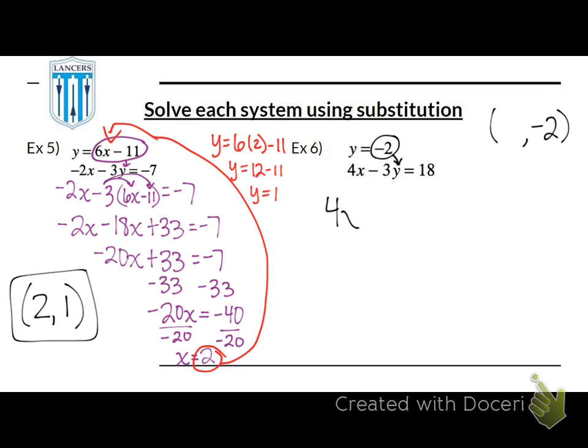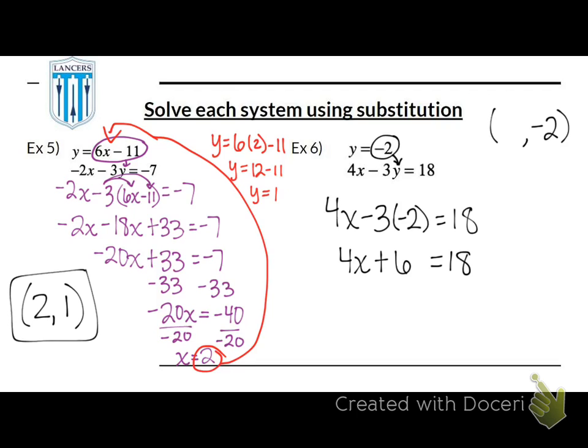So, 4x minus 3 parentheses negative 2 equals 18. What's happening with the minus 3 and the negative 2? They're turning to positive 6 since they're both negatives. Good, we're multiplying them. Negative times a negative makes it a plus 6. The parentheses are important so you remember to multiply. You're not just subtracting.